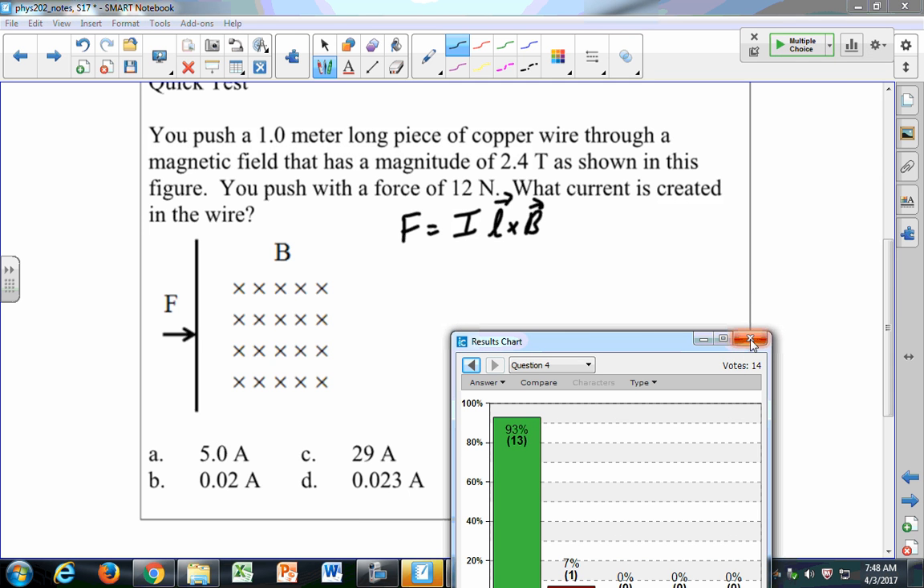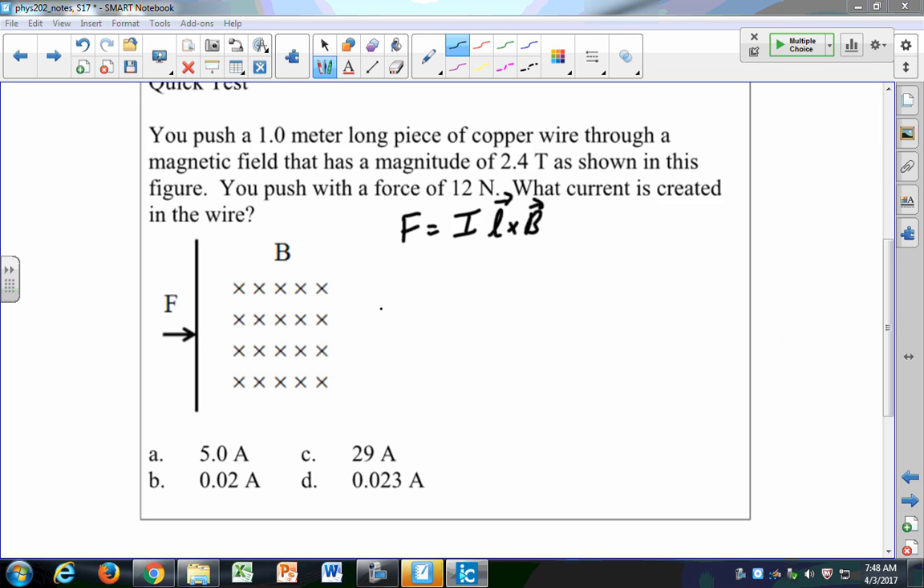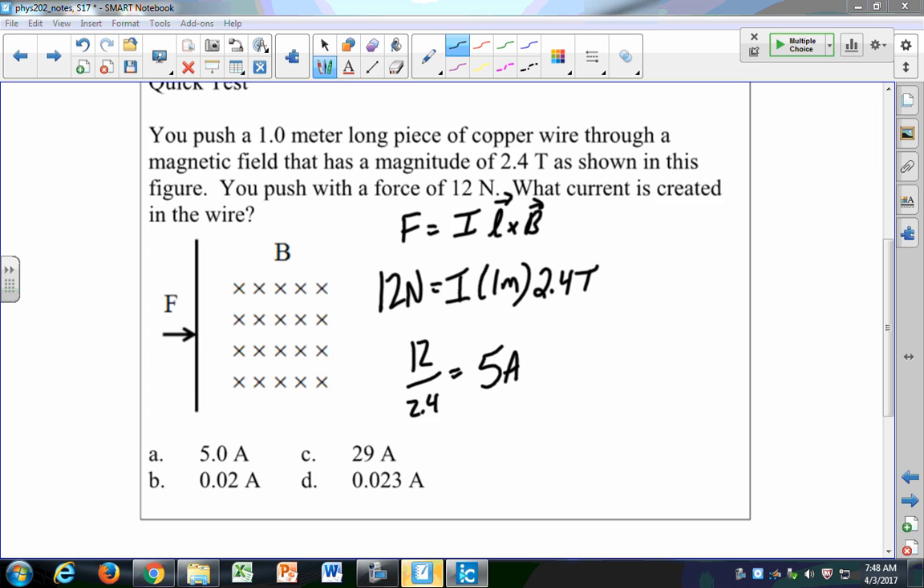A is right. So the way we do this, we just say, our force is 12 newtons. If we impart a force onto a wire and move it through a magnetic field, that will actually cause a current in the wire. So I is what we want to know. L is 1 meter. The magnetic field is 2.4 Tesla. And so my current then is 12 divided by 2.4, which is 5 amps.